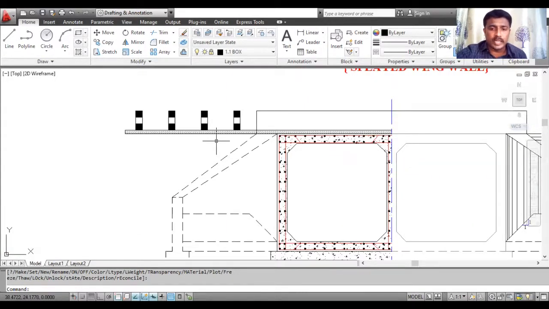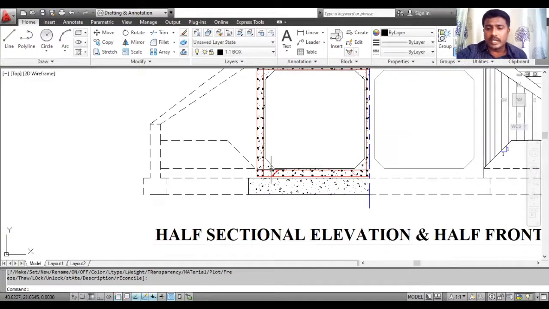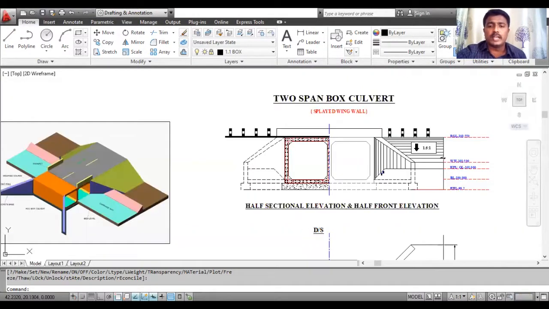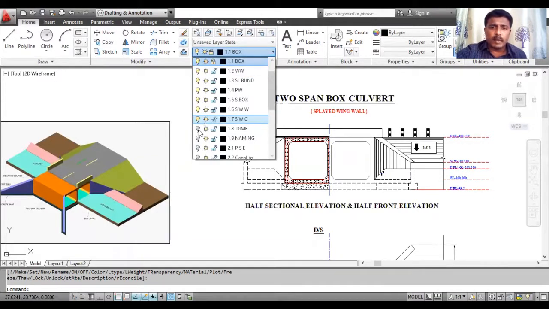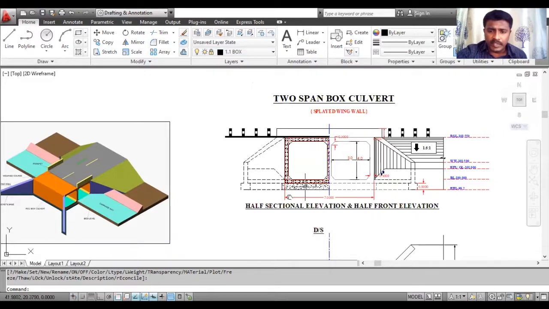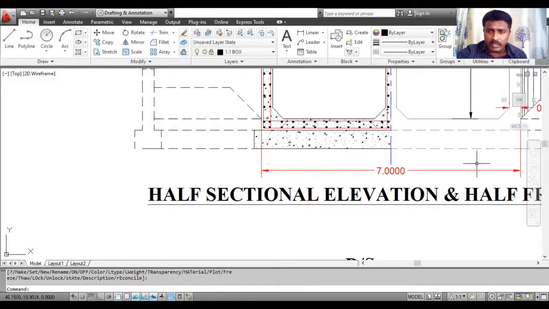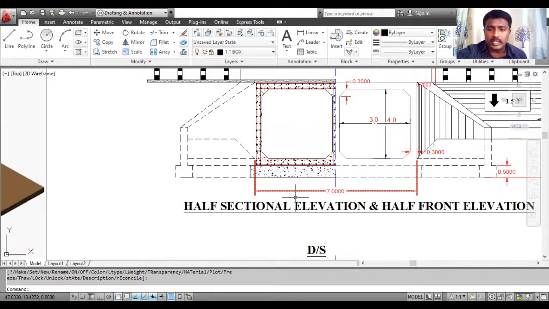So only the cut sections are the wearing course and box, and also below that the concrete bed, which are cut sections. That's why I'm showing the hatching. So then, dimensioning is very very important. So finally, width of stream is given. The width of stream given is 7 meter, that you should show in the dimensioning.